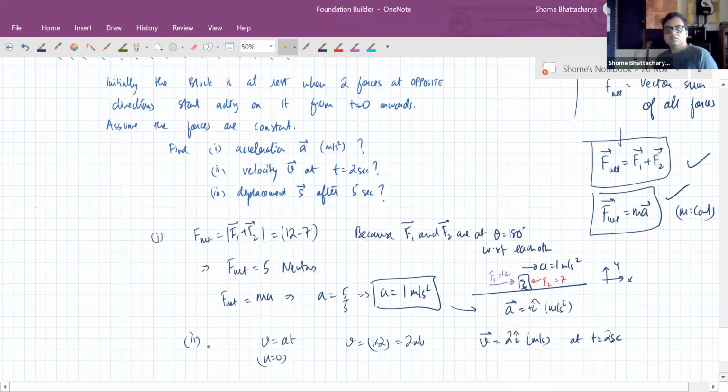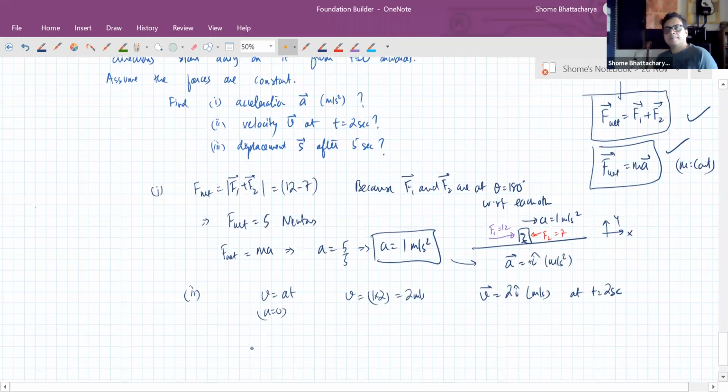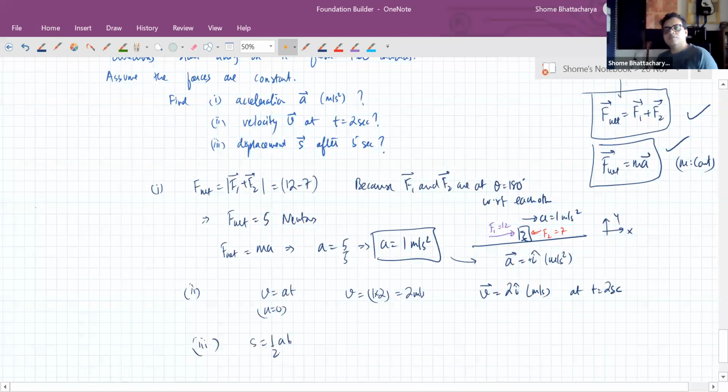And similarly, for the displacement, just use the equation half at square, because again initial velocity is 0. So s will be equal to half into 1 into 5 square. So the displacement will be 12.5, again along the positive x-axis, in meters at t equal to 5 seconds.